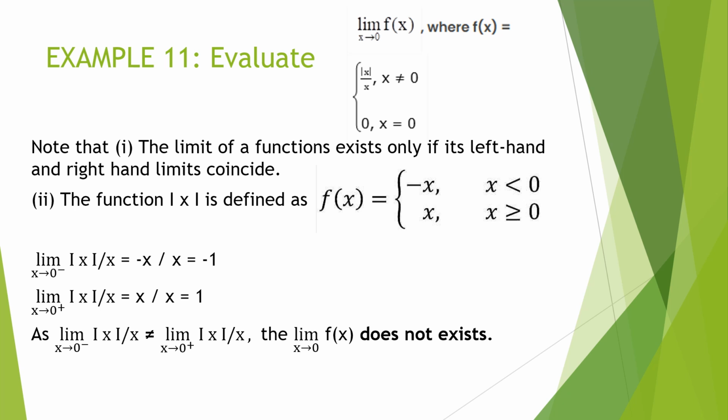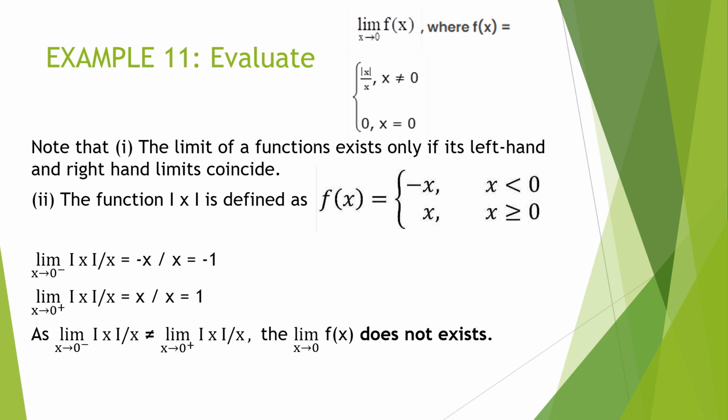Now the limit of a function exists if and only if your left hand and right hand limits exist and they are the same. Correct? So now what we try to do is find the left hand and right hand limits for this function. Also let us recall what mod x is.